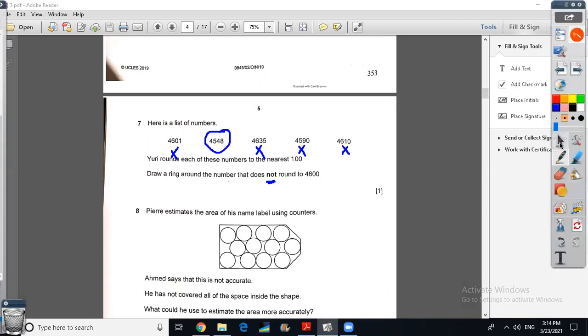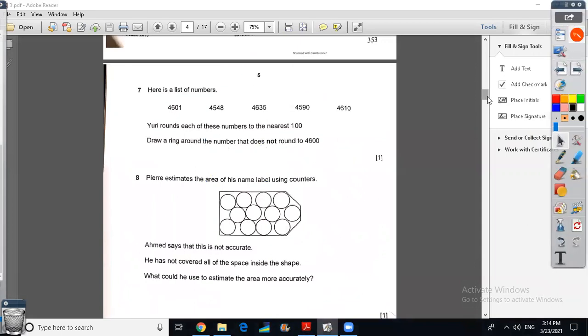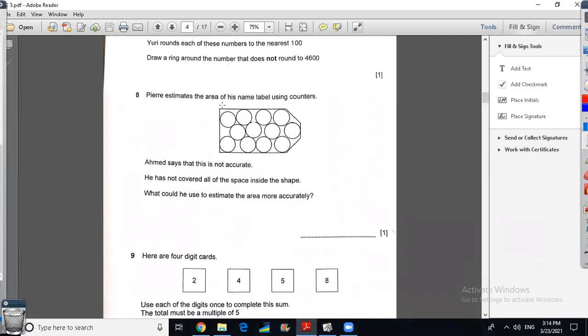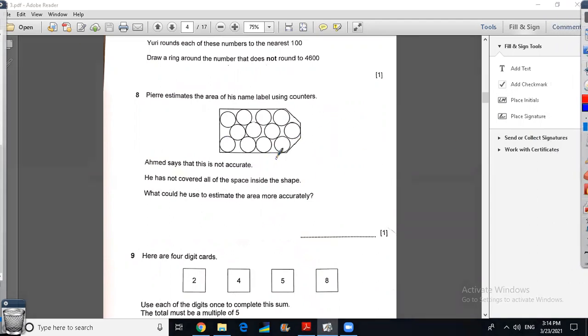The next one here, they're saying that he estimates the area of his name label using counters. But Ahmed says to him that this is not accurate. He has not covered all of the space inside the shape. Yes, I guess all of us agree that this is not accurate. It might help you in estimating, but it's not going to be really accurate. A lot of space is missing here.